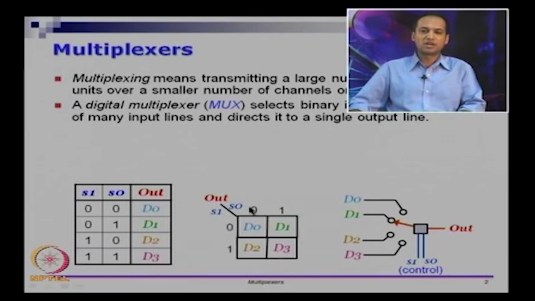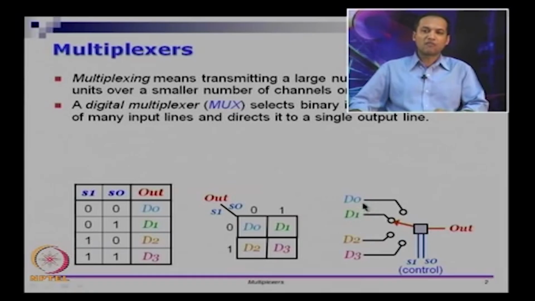If S1 is 0 and S0 is 0, output is the same as D0. If S1 is 0 and S0 is 1, output should follow D1, and so on. That is the way we should read this table. So we do not care about zeros or ones within the K map here.